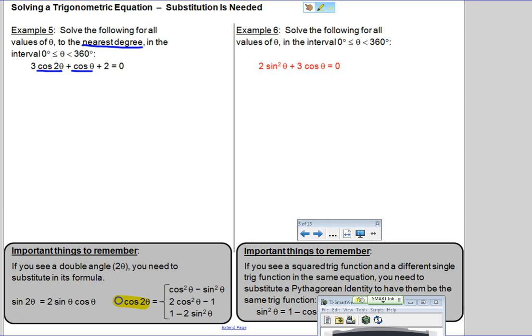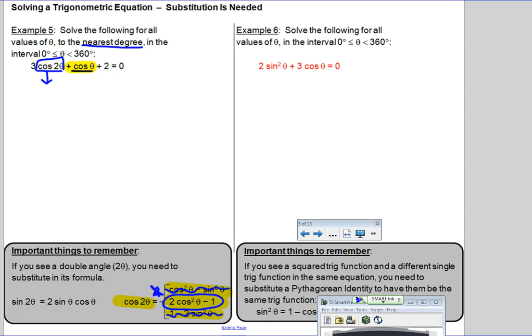Cosine of 2 theta, you have 3 formulas. And in order to help us figure out which one to use, we have to look over here. The other part of the equation has just a single cosine. So I wouldn't want to use number 1 because that involves 2 functions. And I wouldn't want to use the last one because that would also give me sine squared, which is not the other function. So this is my best choice to use. So what we do is we're going to replace this guy right here with that formula right here.